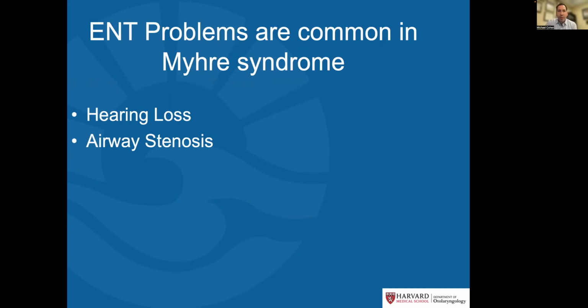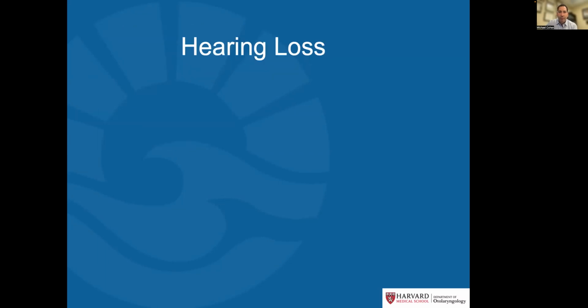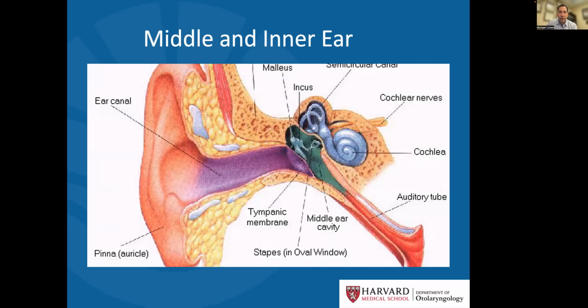So ENT problems are common in Myhre syndrome, and some of the specific problems that I'll discuss in detail today are hearing loss and airway stenosis. I'll start by talking about hearing loss in general and how this occurs.